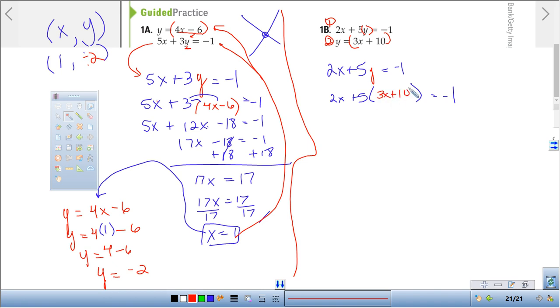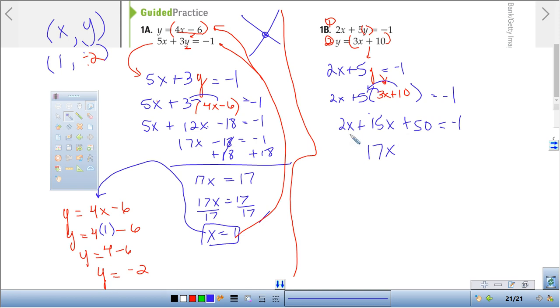3x plus 10. Okay, you see this? I plugged it in here. That's all I did. Everything else stayed the same. Do the regular algebra. 2x plus, distribute, right? 15x. And then this next part would be plus 50 equals -1. Now, this here gives 17x again.